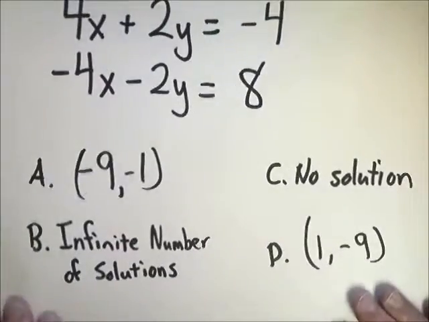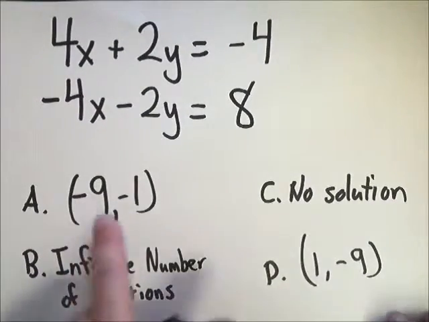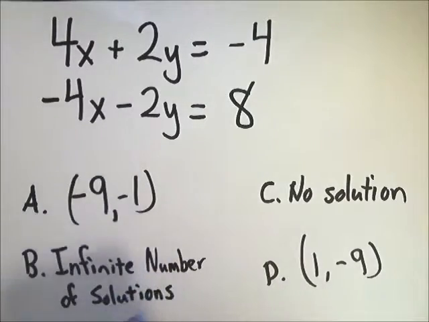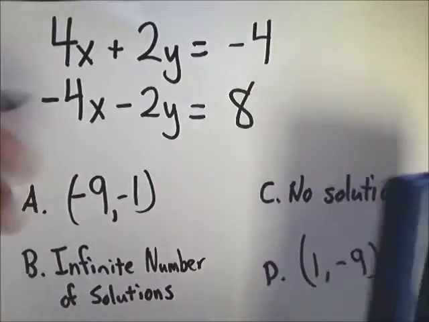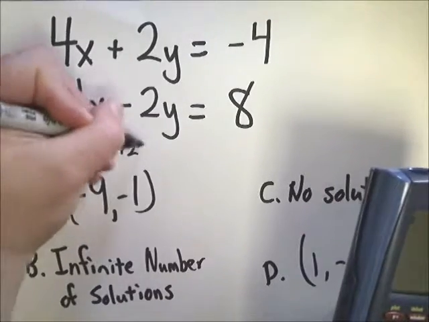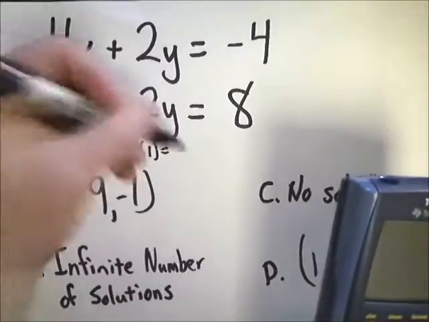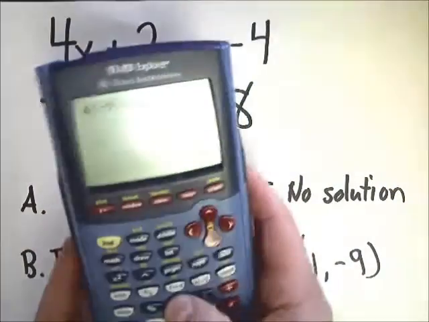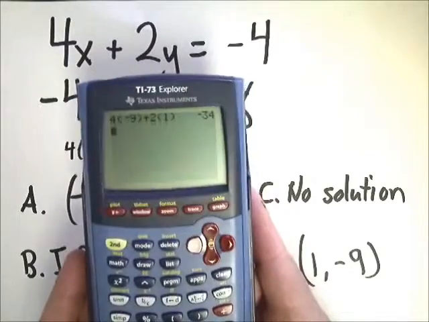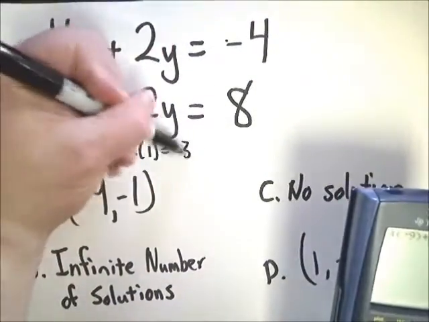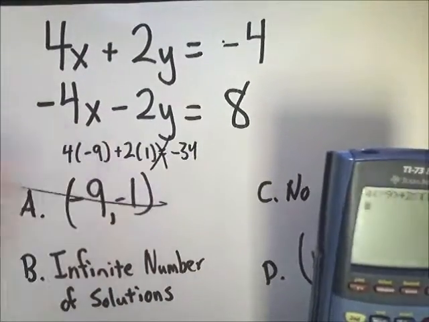So we have this problem. What I'm going to do is try to plug these in first and see if that works, and if it doesn't, then I'm going to take a look at what's available to me. So I'm going to try doing 4(negative 9) plus 2(1). I hit enter, and it gives me negative 34, but it's supposed to give me negative 4. That's not right, so this one can't be the answer.